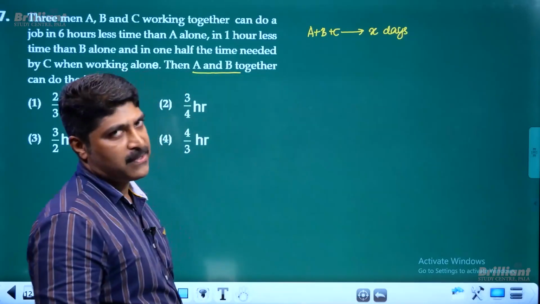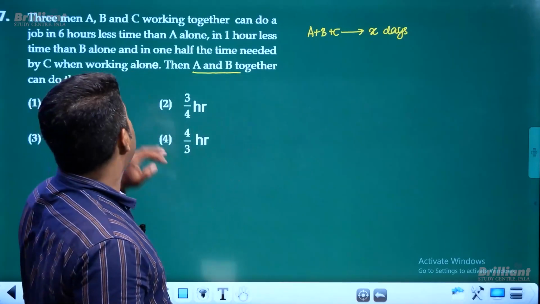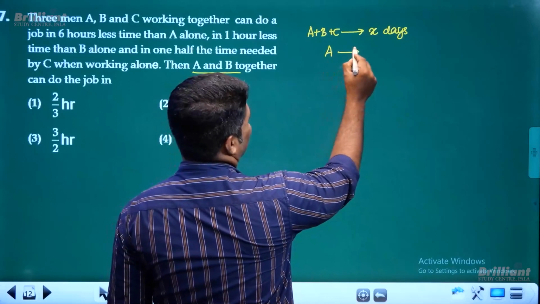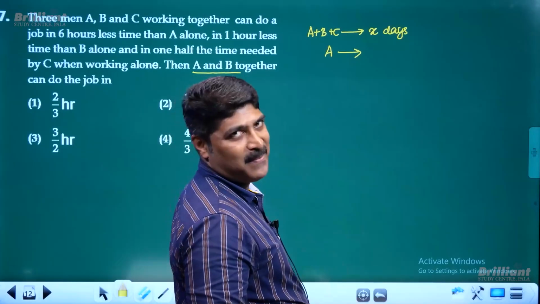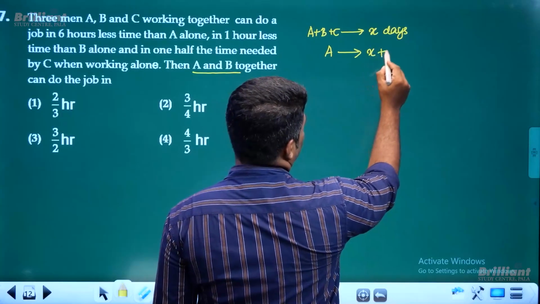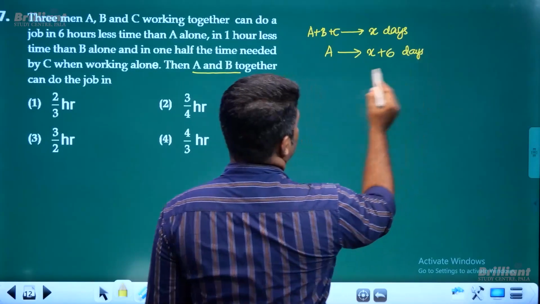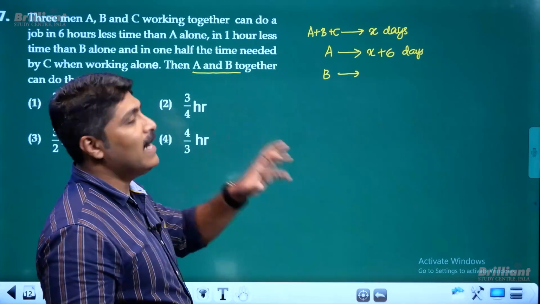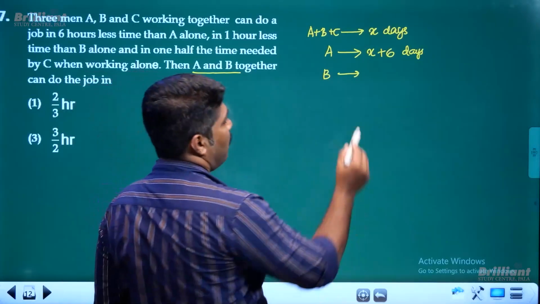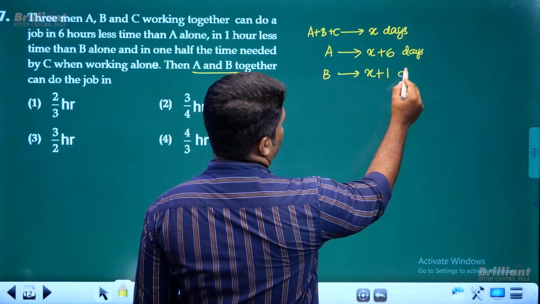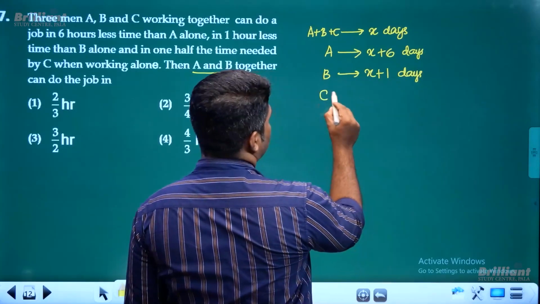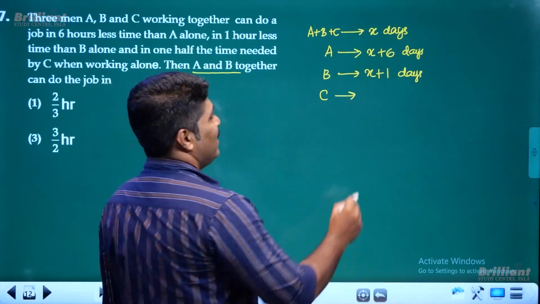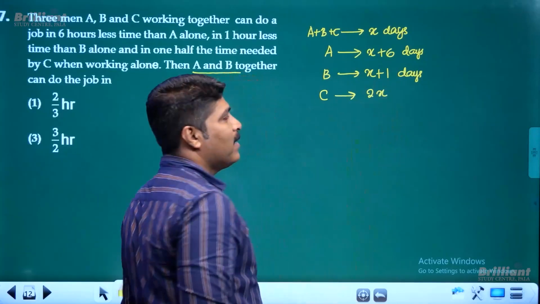If they together required X days, that is 6 hours less time than A alone. Then what's the time A alone required? That is 6 hours more than this time. Like that we can consider in the reverse form. So that is X plus 6 days. Similarly, what's the time B required? It is given that they together required 1 hour less than the time required by B alone. Therefore, in reverse, this is X plus 1 days. And what about C? It is given that they together required exactly half the time C alone required. Therefore, C alone required 2X. How can we connect it?